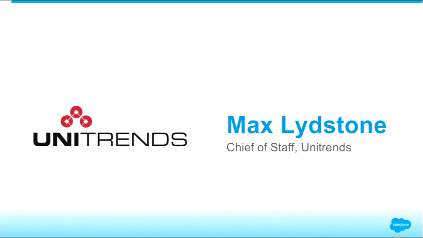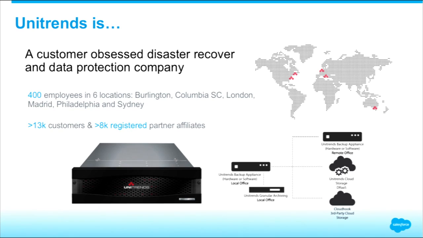Unitrends is a customer-obsessed disaster recovery and data protection company. We offer a full range of software appliances that are purpose-built to run that software, cloud archiving, disaster recovery as a service. We're a 100% channel company, and we're based in Burlington, Massachusetts.